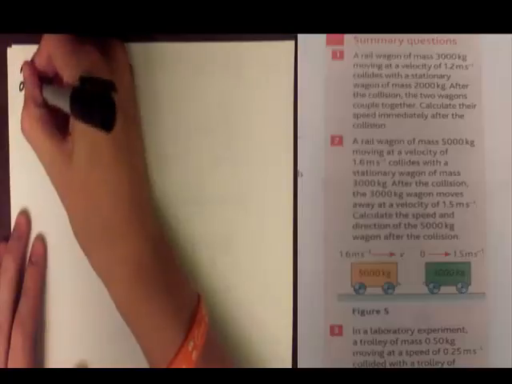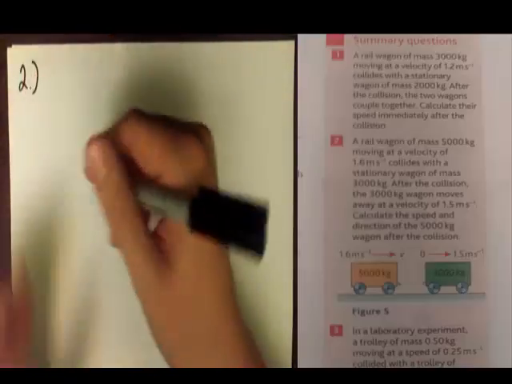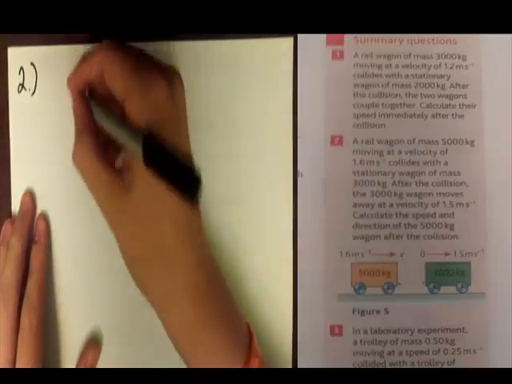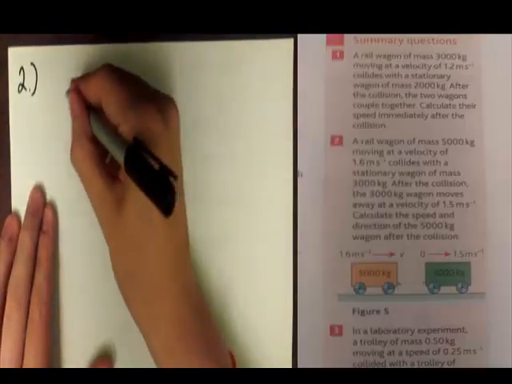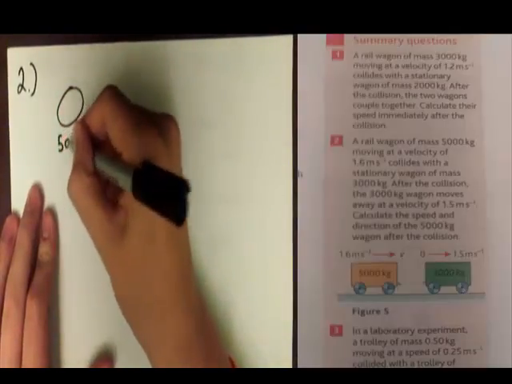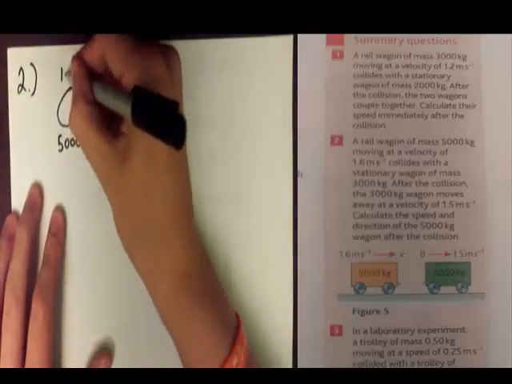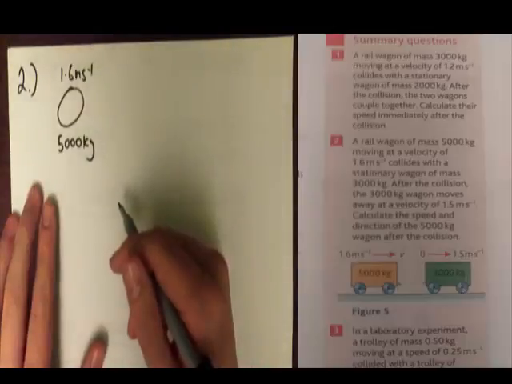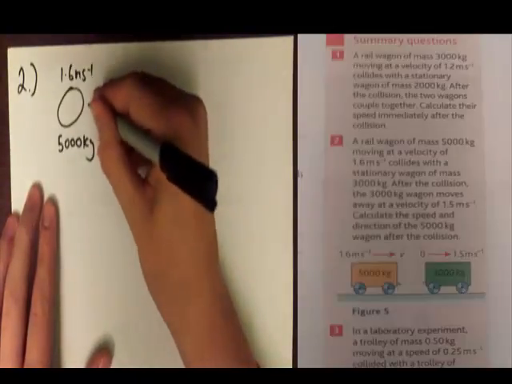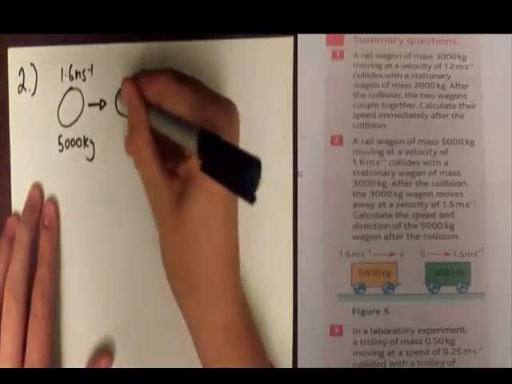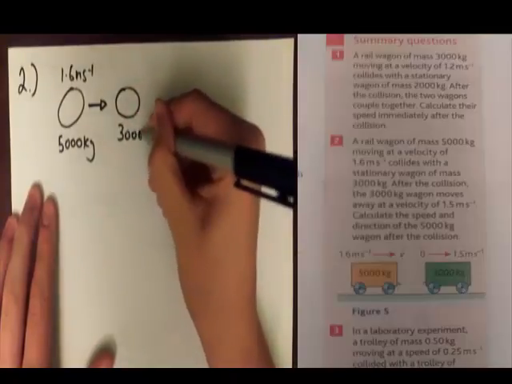Question 2. A rail wagon of mass 5,000 kilograms, let's draw a diagram again, 5,000 kilograms, moving at a velocity of 1.6 meters per second, collides with a stationary wagon of mass 3,000.